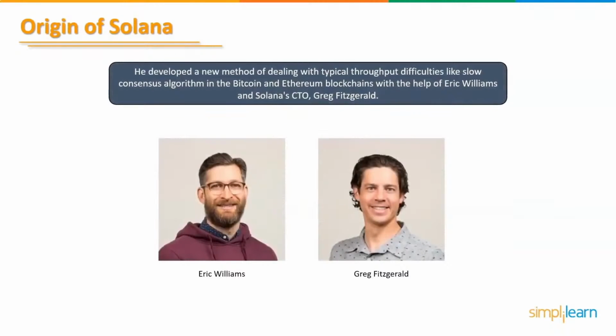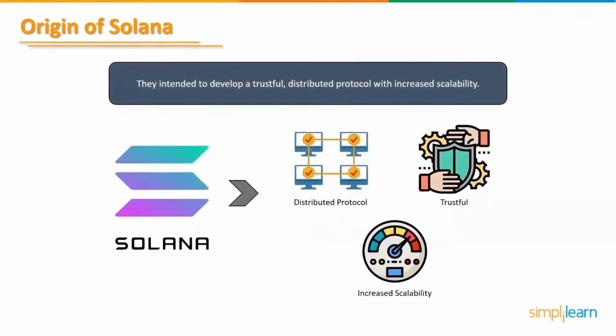He developed a new method of dealing with typical throughput difficulties in the Bitcoin and Ethereum blockchains with the help of Eric Williams and Solana's CTO, Greg Fitzgerald. They intended to develop a trustless, distributed protocol with increased scalability. The team now has experience from leading companies around the world, including Apple, Google, Microsoft, Intel, Twitter, Dropbox, and others.